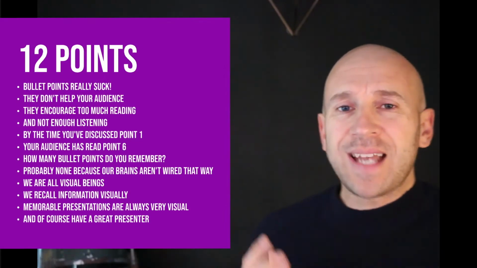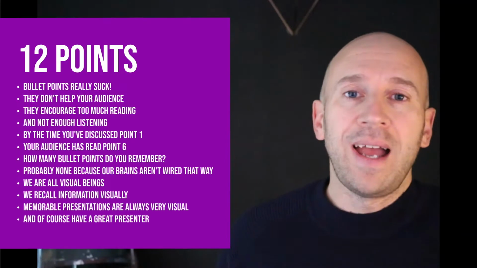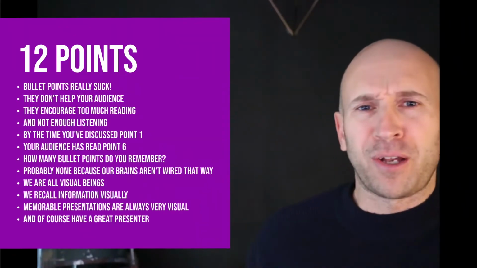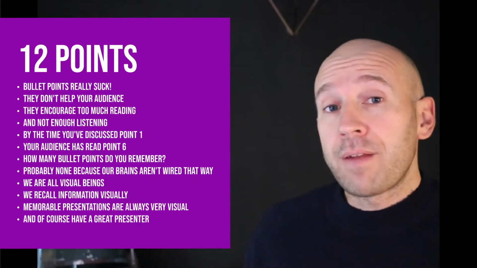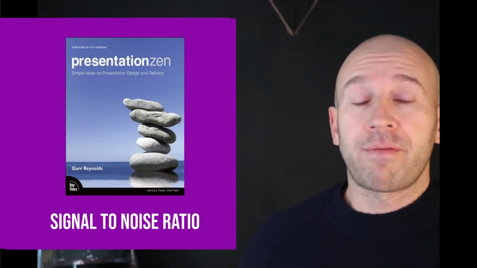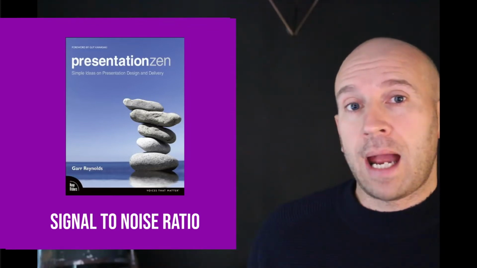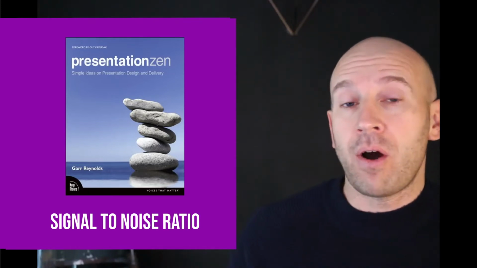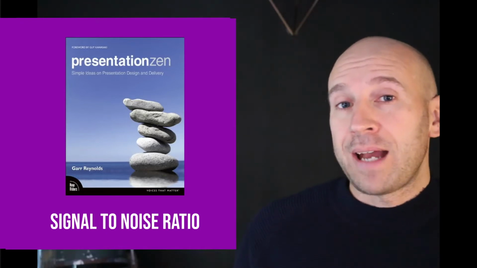So let's take a look at what happens when we have 12 bullet points on one slide. And as I typed these funny bullet points out here, you can read them if you like, although I'd rather you didn't. But as I typed these out, I got to thinking of something that I read in this amazing book, which I highly recommend everyone go out and get if you haven't read it already. This is Presentation Zen by Garr Reynolds. And in this book, he talks about something called SNR, signal to noise ratio. Now, what do I mean by that?